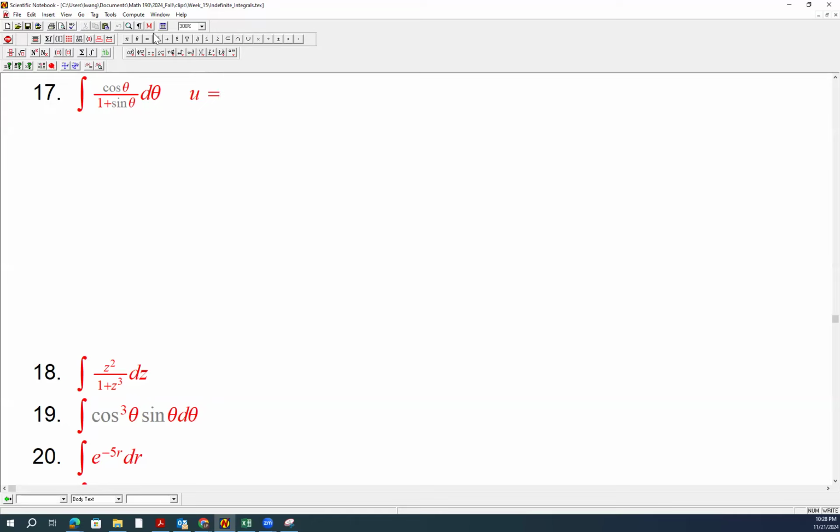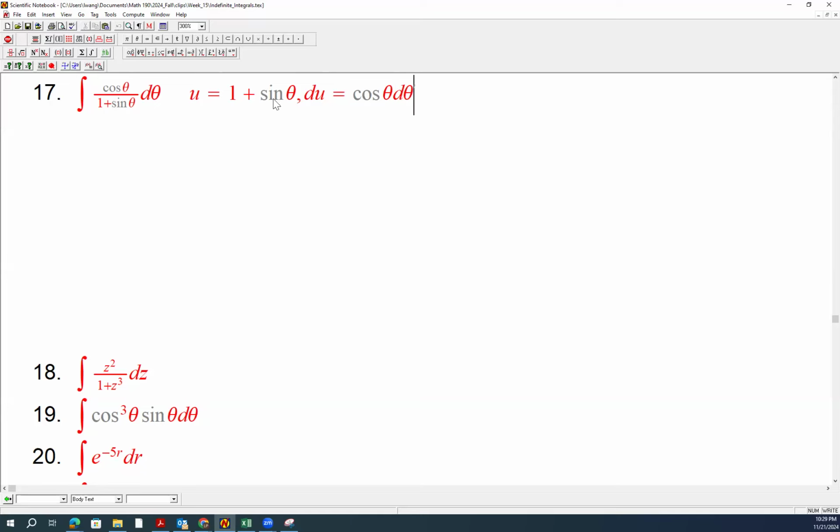So in this case, we're going to assume the entirety of the denominator equals u. Okay, du is equal to cosine theta d theta.